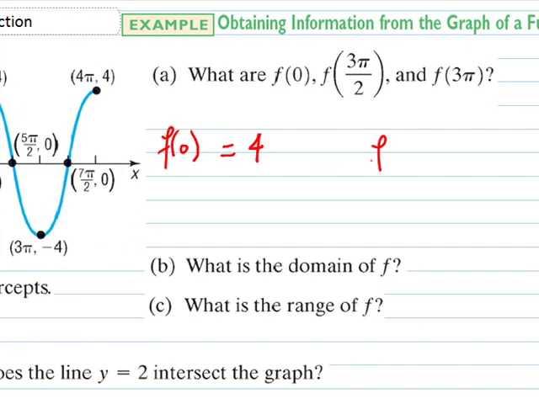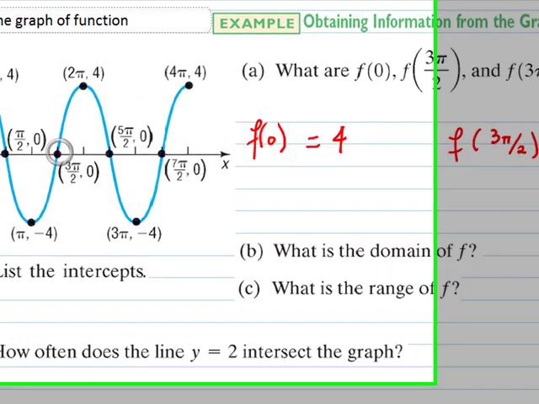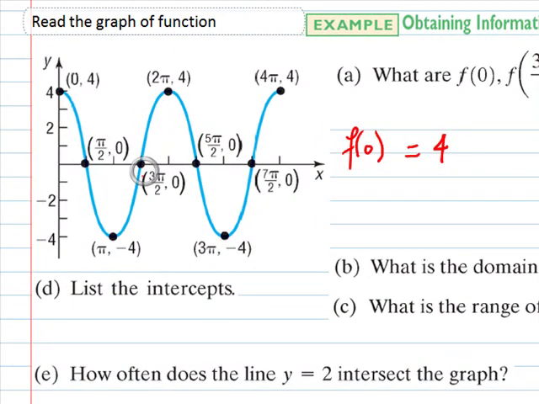Looking for f of 3 pi over 2. In other words, I'm asking you, what is our function equal to when x is 3 pi over 2? Or what is y equal to when x equals 3 pi over 2? So reading our graph, we go to 3 pi over 2 right here. You see our y value is 0, because this is the point where x is 3 pi over 2, and at this point our graph crosses the x-intercept. So we have y equal to 0.